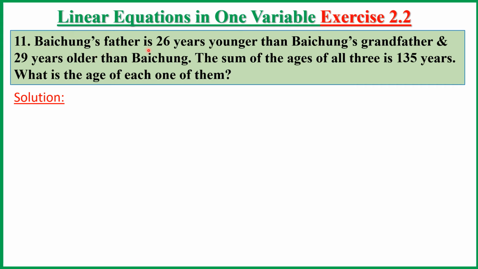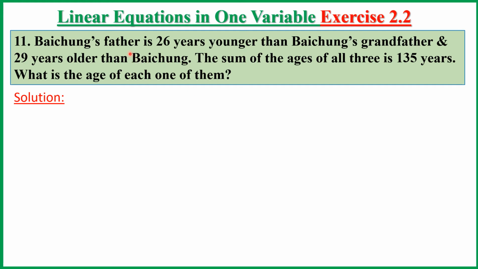Now we will consider this question as father, grandfather and his son. What they have given: father's age is 26 years younger than his grandfather and 29 years older than son's age. They have given the sum of the ages of all three is 135 years. So let us assume your father and grandfather. Your father's age is added to your age and your grandfather's age is added to your father's age.